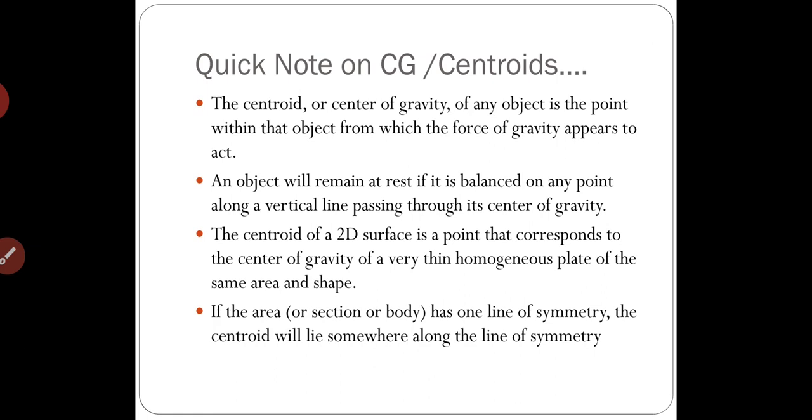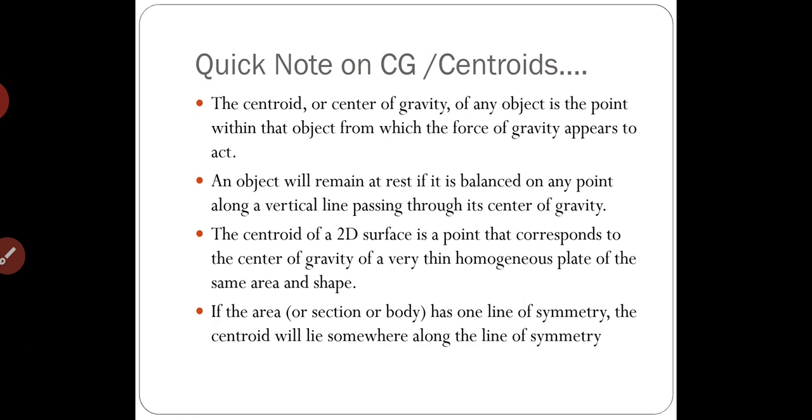An object will remain at rest if it is balanced on any point along the vertical line passing through the center of gravity. So it indicates that the position of the center of gravity will remain unchanged irrespective of the orientation or position of the body. The centroid of a two-dimensional surface, or one-dimensional surface I can say, is the point that corresponds to the center of gravity of a very thin homogeneous plate of the same area or shape.